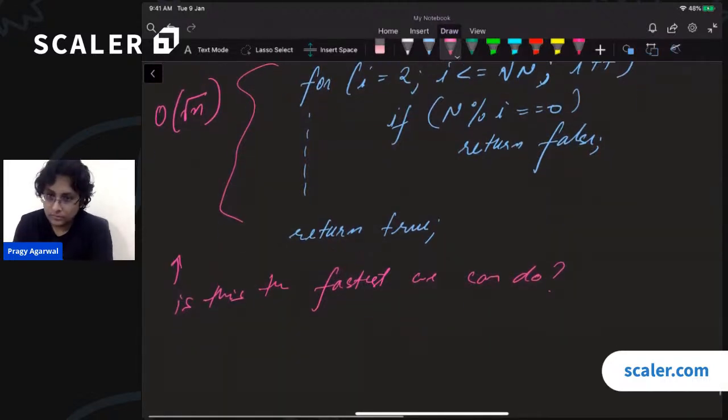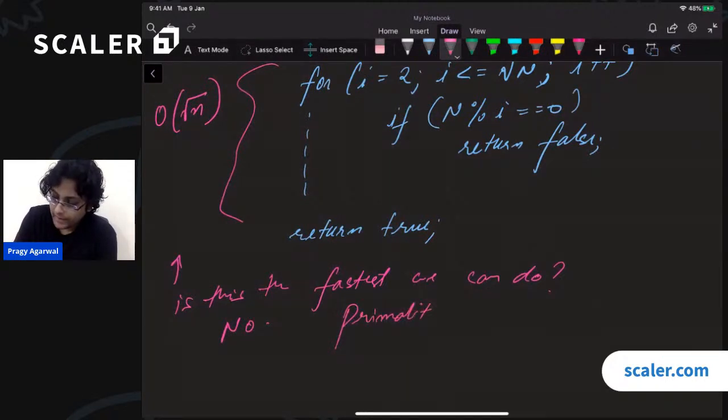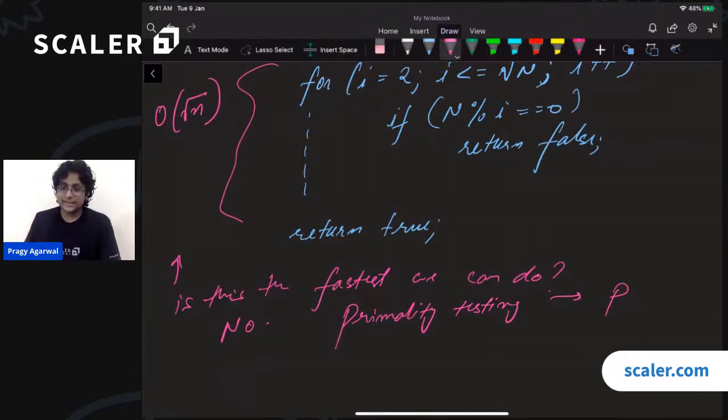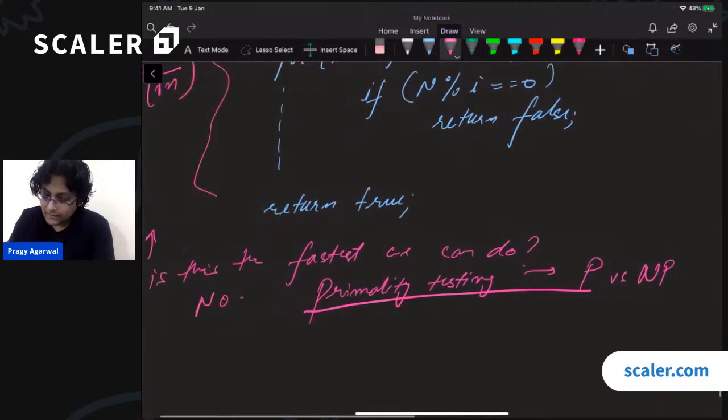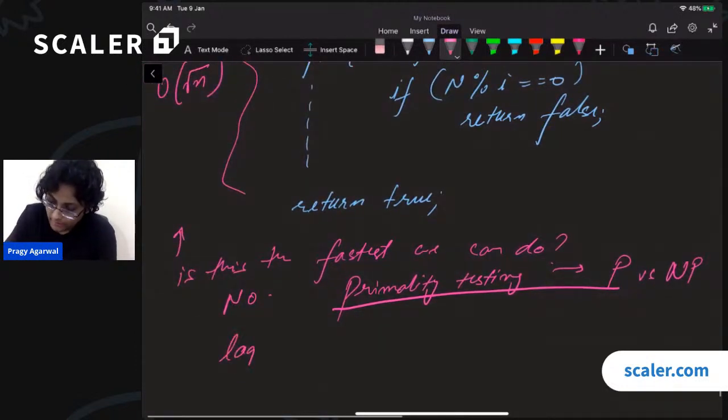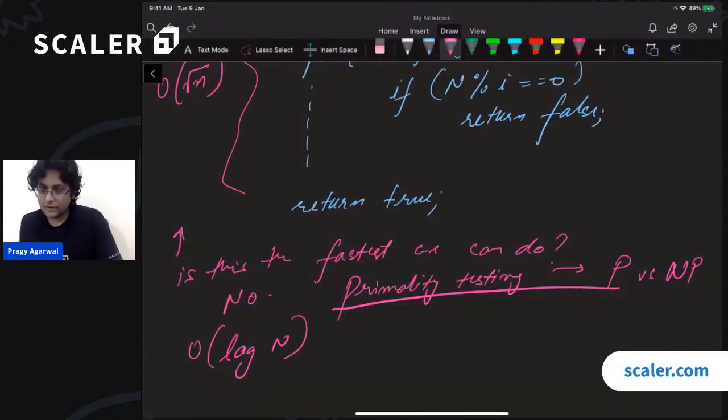The answer is no. In fact, primality testing is in P. P stands for the polynomial time algorithms. I'm not sure if you have heard of P versus NP, but primality testing is in P. That means that we can check for primality in polynomial time, in order of log n. We will not be going over this particular algorithm today. There are several algorithms, and one of the most famous ones is the AKS primality test.